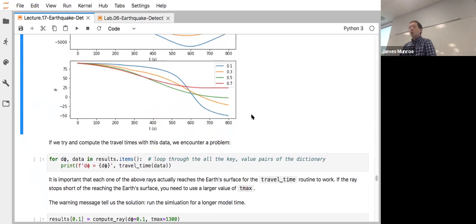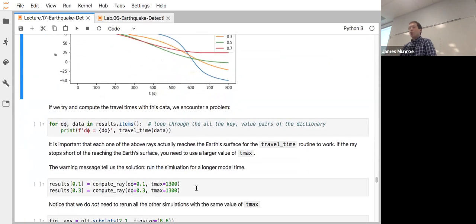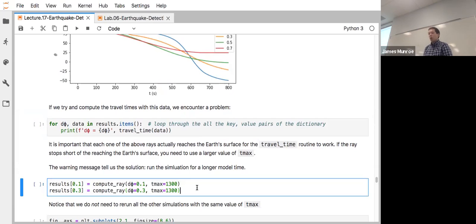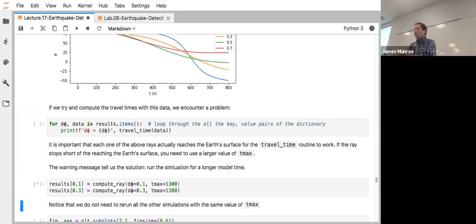So what I can do is I can rerun that model, recompute the simulation for the same starting angle, but pass in a longer time period. So rather than running the model for only 800 seconds, let's run it for 1,300 seconds. Now, it's still going to take a moment to work. It'll probably take about 20 seconds now per iteration, but it should be faster than running all four of those models again.